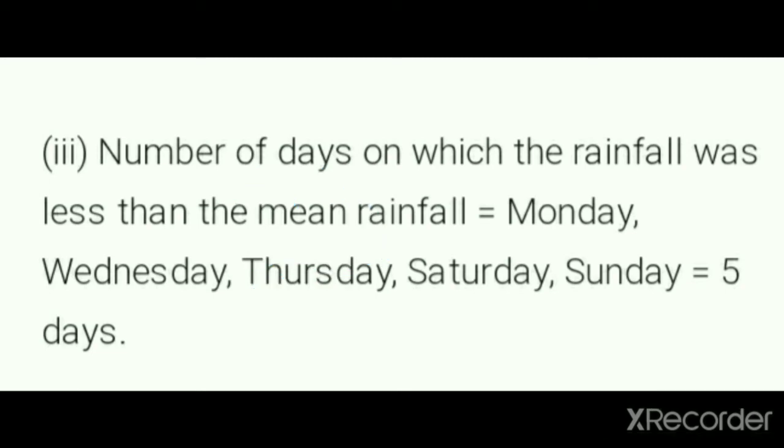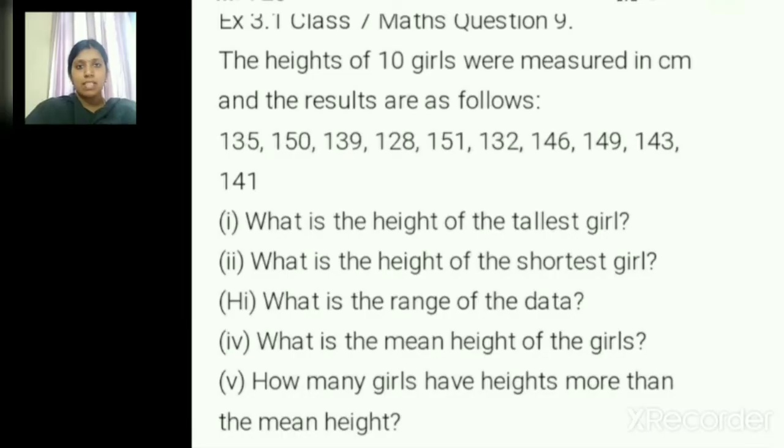So we have 5 days. Okay, so Monday, Wednesday, Thursday, Saturday and Sunday. So we have to write the number of days. So how many days are there? 5 days. Okay, so our answer is 5 days. Clear, children?